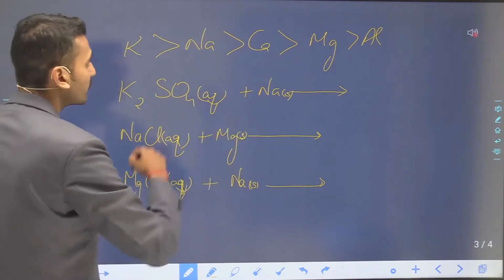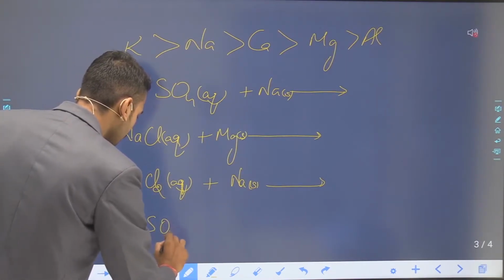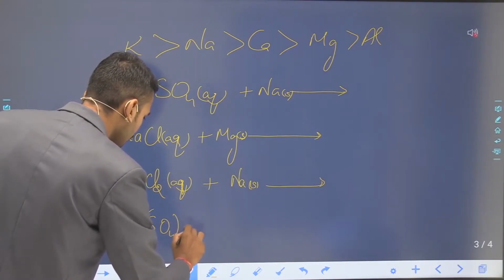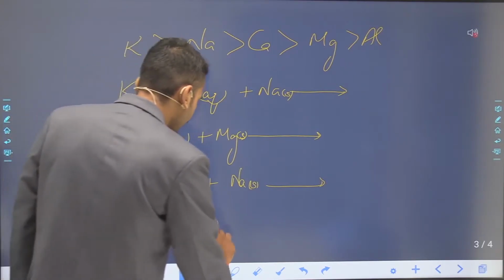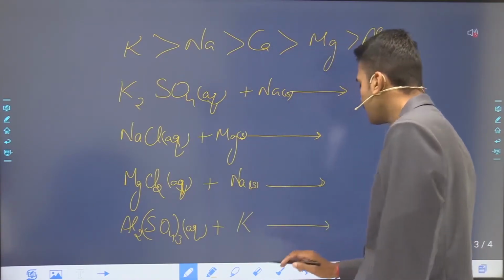Let us take another example. Say I am using aluminium sulfate, and when it is mixed with potassium, how will the reaction proceed?